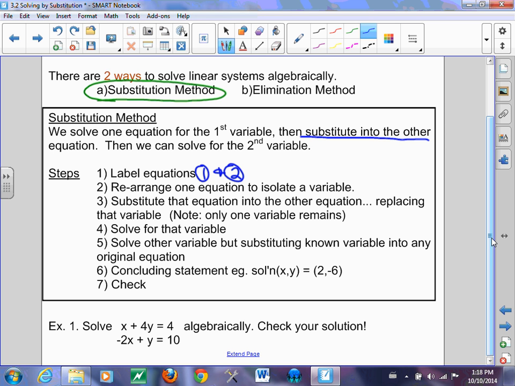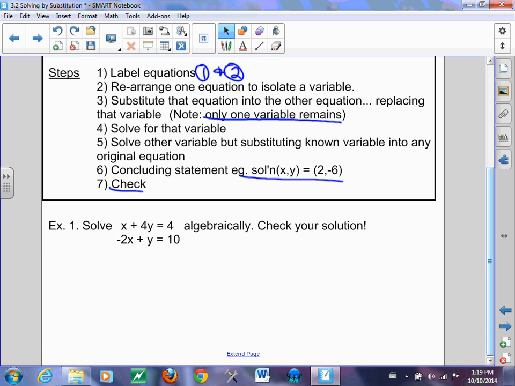Now's the new stuff. We're going to rearrange one equation to isolate a variable. It can be x, it can be y, whichever one's easiest that does not create fractions or decimals, okay? Then we're going to substitute one into the other. And the big thing to realize is once you've substituted in, there's only going to be one variable remaining, and that's when you're going to solve a linear equation like we did in grade 9. And then once we've found that, we're going to sub that variable into the other equation and solve for the other one. Then you're going to recognize this is the same concluding statement, and check.